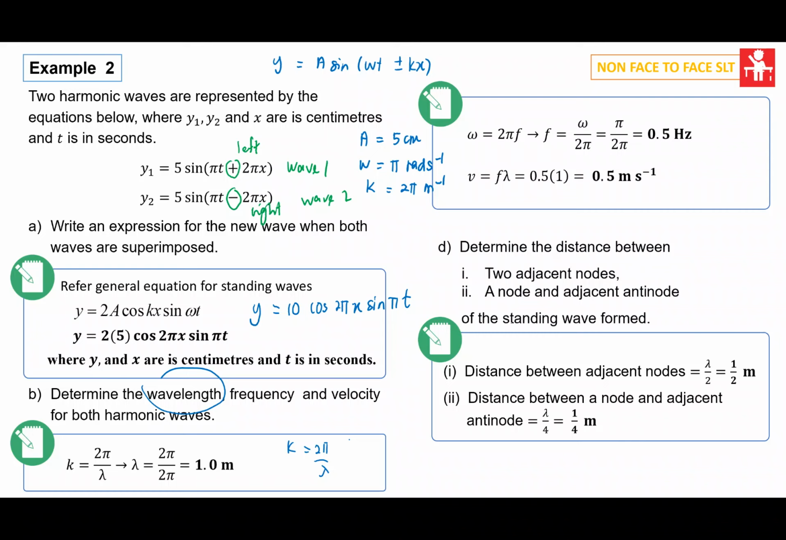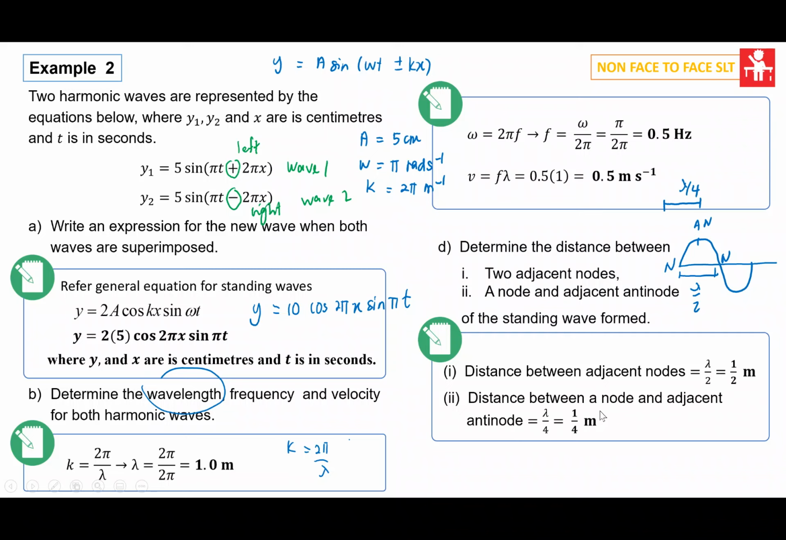Okay, now determine the distance between two adjacent nodes. If you don't remember, you'd better draw it. So this is a node, this is a node. From node to node, the length is lambda per 2. From a node to an antinode, which is from here to here, is lambda per 4. So from there you can calculate. The distance between adjacent nodes is lambda per 2. Lambda is 1, then 1 divided by 2, so you will get 0.5 meter for the distance between nodes.